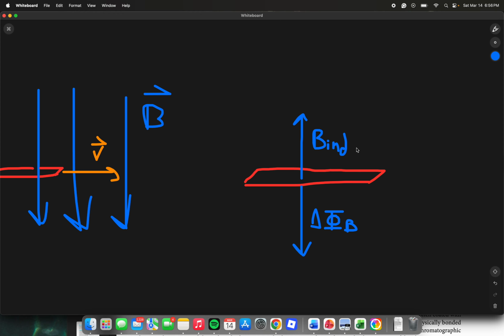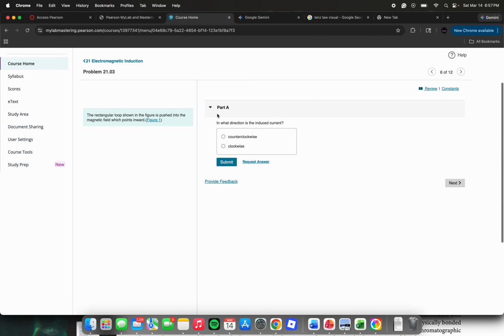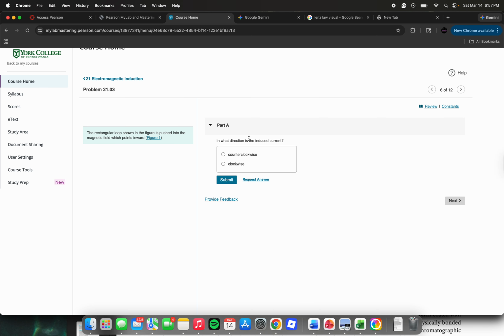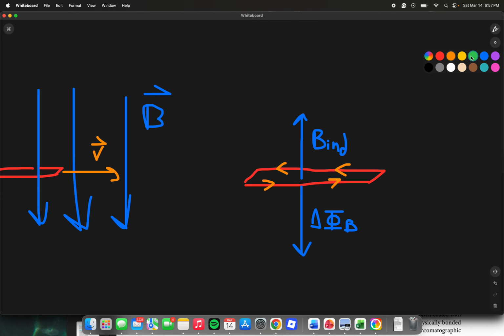So take your right-hand rule, point your thumb in the direction of the induced magnetic field, and you're going to see that your fingers are going to curl in this way, and I can draw that like this, okay? And I guess it doesn't say where to look. Let's see, rectangular loop. What is the direction of the induced current? So in this case, we're looking from this direction. Okay, so the observer is looking.